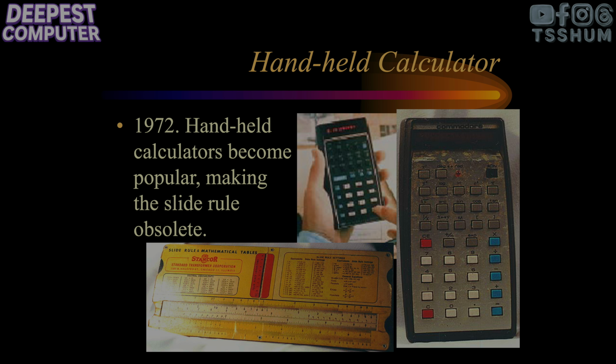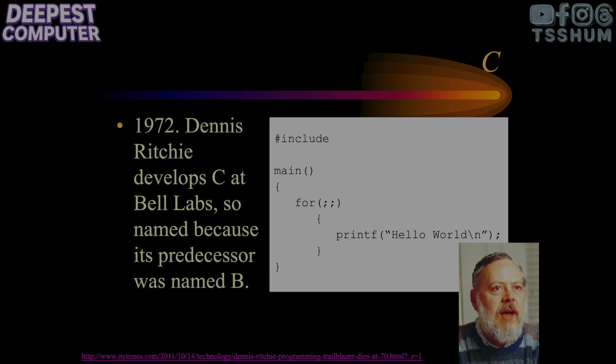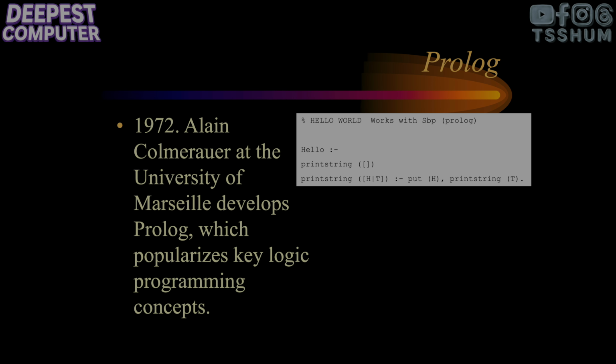By 1972, handheld calculators became widely popular, rendering the slide rule obsolete. In 1972, Dennis Ritchie developed the C programming language at Bell Labs. It was named C because its predecessor was named B. Also in 1972, Alain Colmerauer at the University of Marseille developed Prolog, which helped to popularize key logic programming concepts.